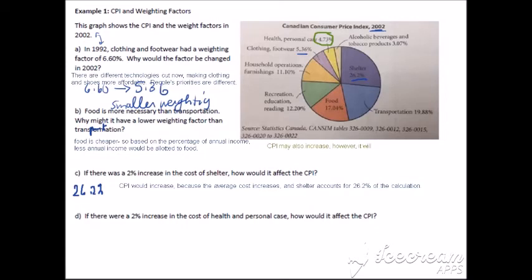However, it will not increase as much as it would for, oh, it changed to green, for an area with a higher weighting percentage. Here we go.